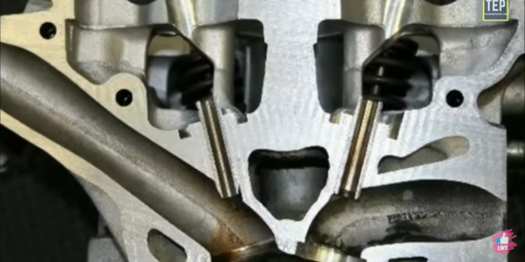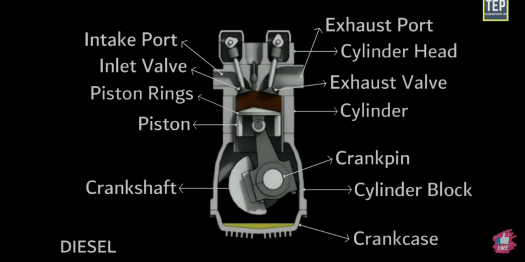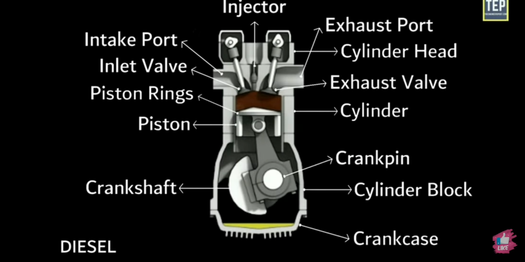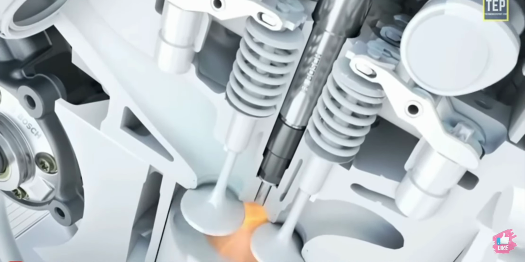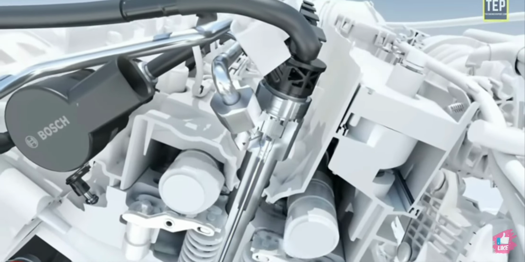valves. For a petrol engine, a spark plug is used to ignite the compressed air-fuel mixture. For a diesel engine, an injector is usually used in compression ignition engines. It sprays the fuel into the combustion chamber at the end of the compression stroke. It is fitted on the cylinder head.